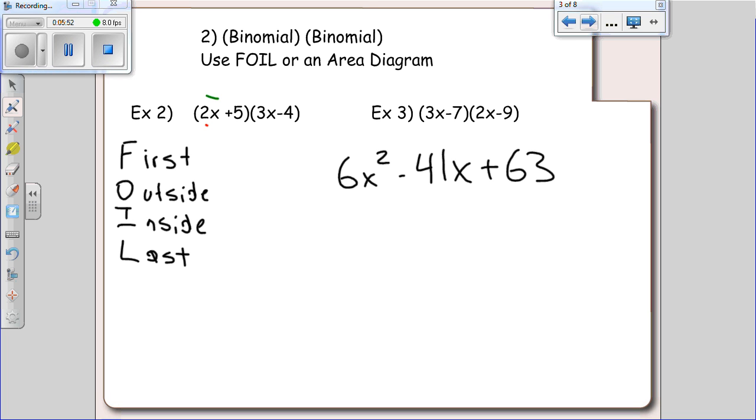FOILing isn't working. We need to fix it because it's only going to get more complicated with these radicals.